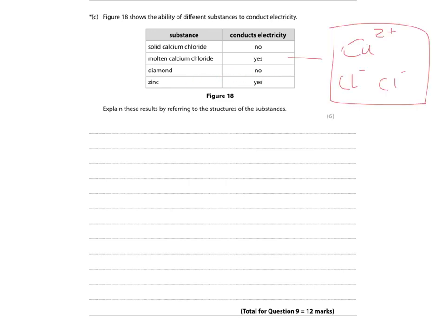So going back to the molten calcium chloride, we can see we've got these free moving ions. So they're liquid, they're moving around, and therefore they're able to conduct electricity. So if you have free moving ions, then the substance is able to conduct electricity.